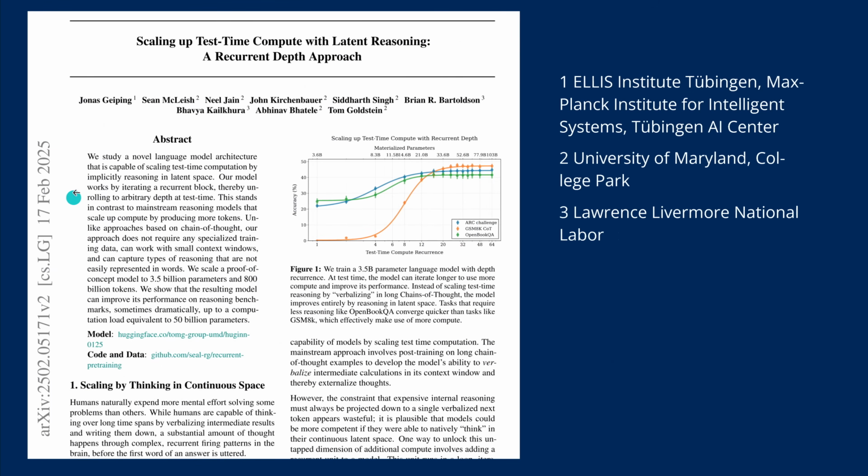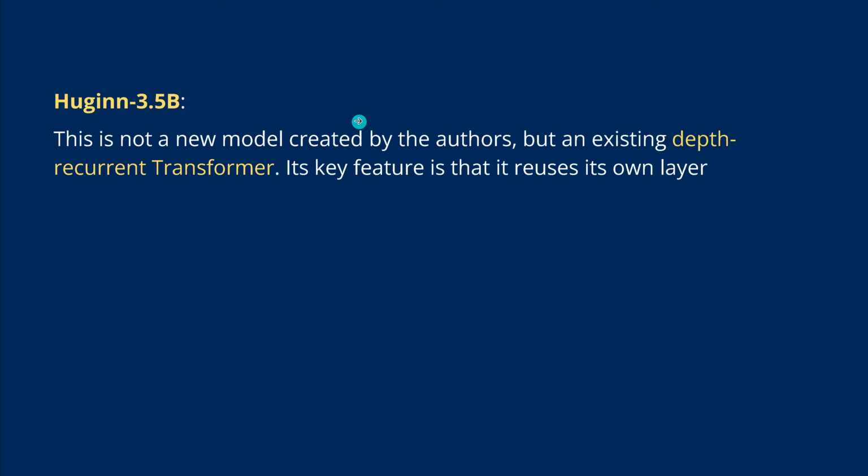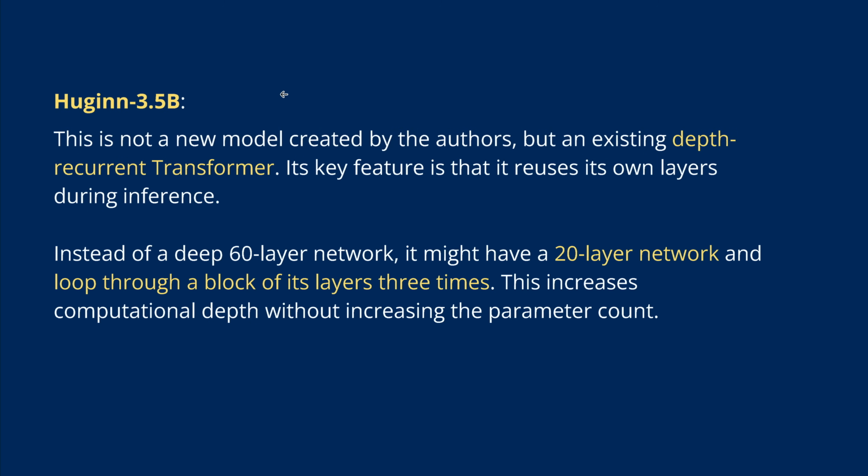And then we had the paper in February 2025 by Max Planck Institute for Intelligente Systeme, University of Maryland, and Lawrence Livermore National Laboratory. And they built now a model. And they built here Huginn 3.5 billion. This beautiful model. And they did it for scaling up test time compute with latent reasoning with a recurrent depth approach. Now, you know, this is a beautiful model. It's not a new model, but this depth-recurrent transformer, there is a little hint to it. No? It reuses its own layers during inference.